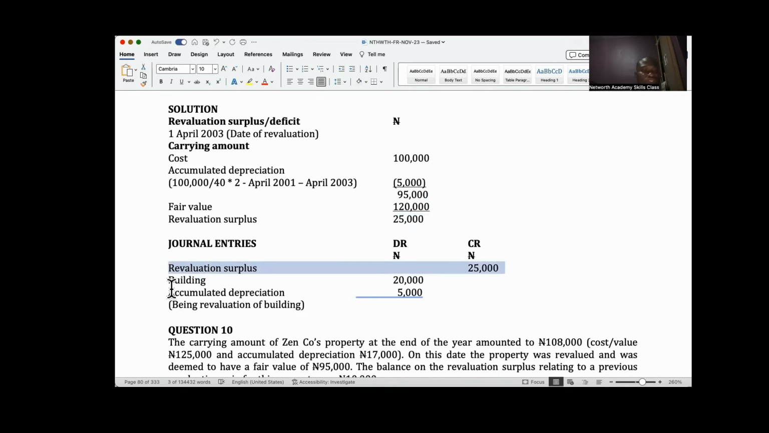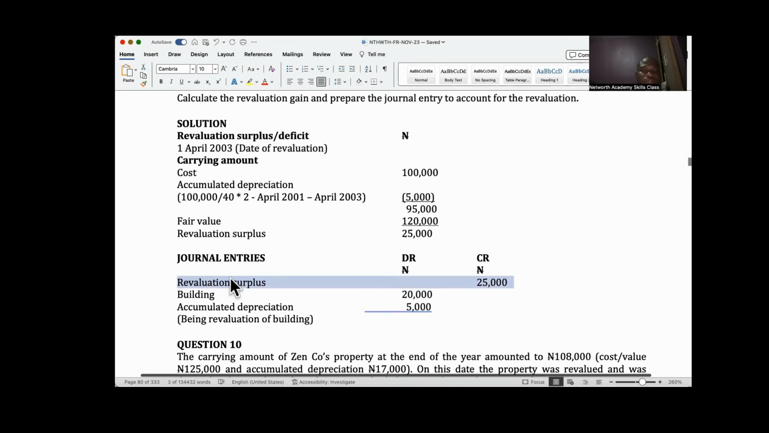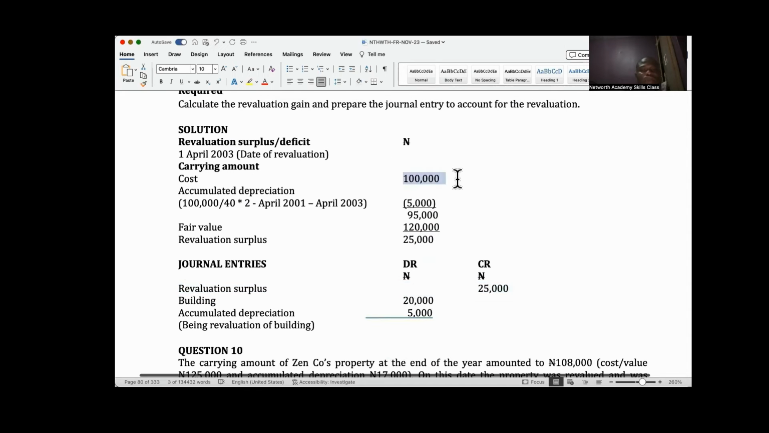Then I need to increase the value of my asset. Initially, the cost of my asset was 100,000, but now it has increased to 120,000. That means I'm increasing from 100,000 to 120,000. That's a 20,000 increase. That is why I'm debiting my building by 20,000.